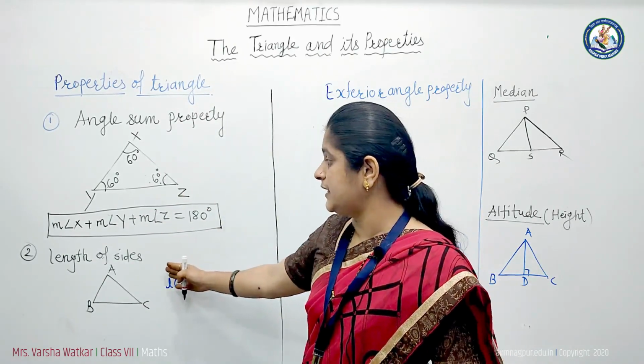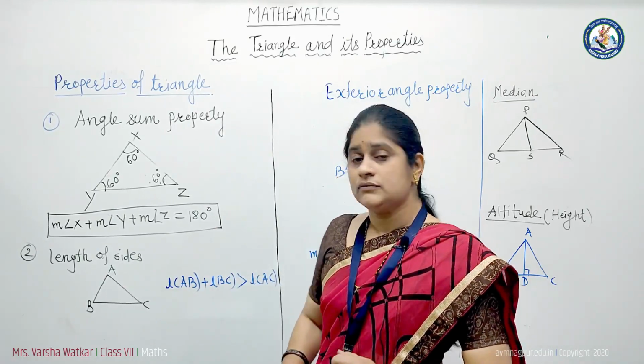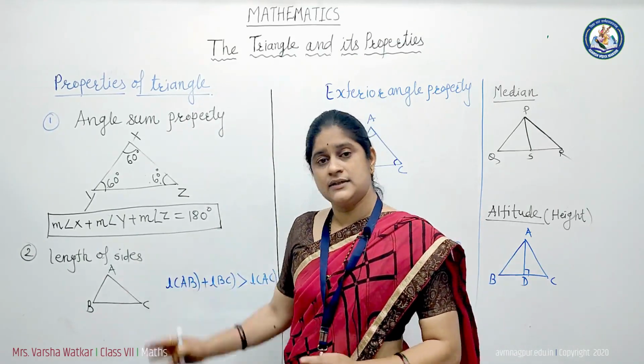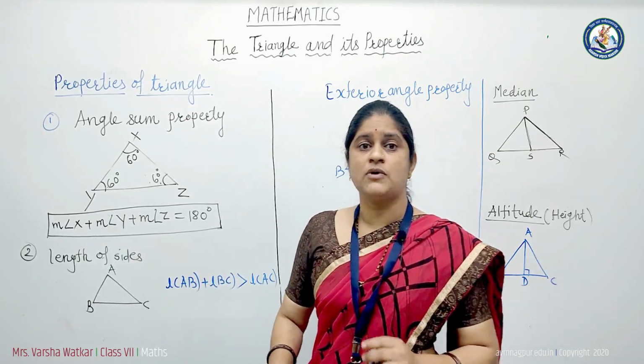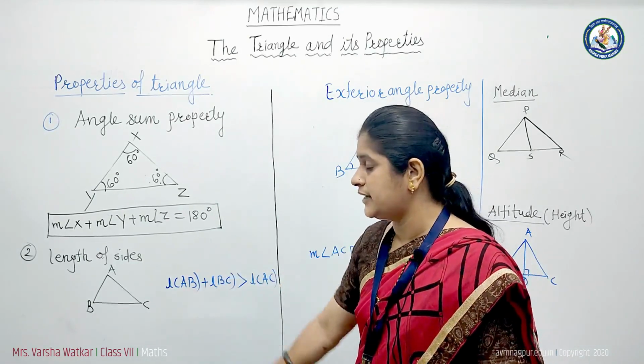Now the second property, that is length of sides. We know that a triangle has three sides, so this property is based on the length of the sides.